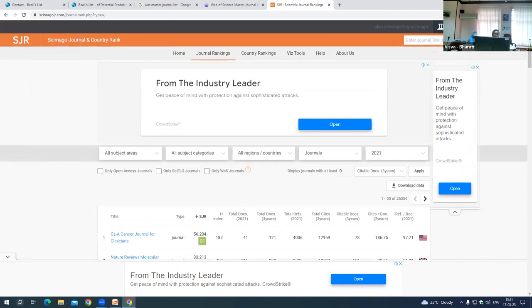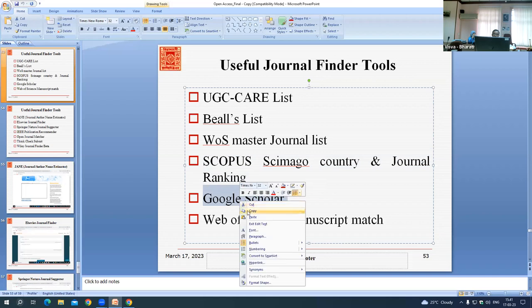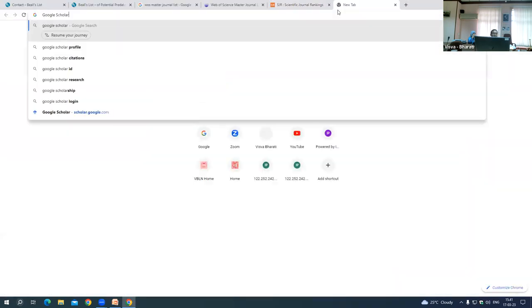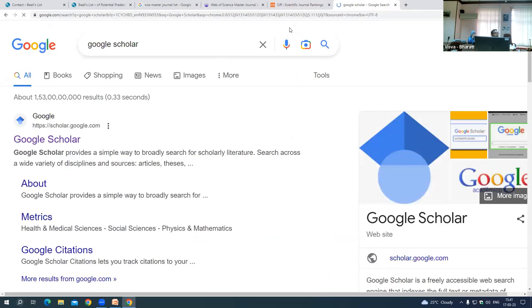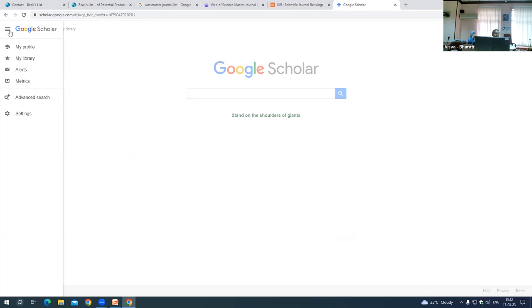Now, another thing, Google Scholar. I am just showing one thing, how we can find a good journal using the Google Scholar platform. So you see, here you find three dash matrix.